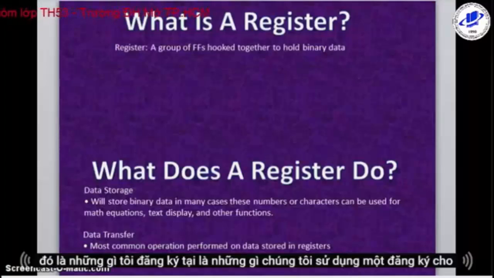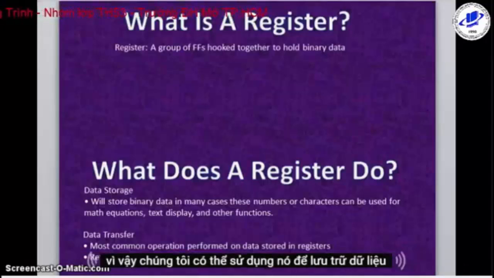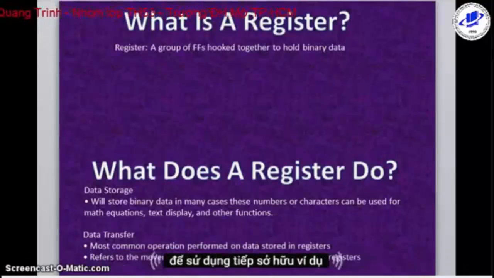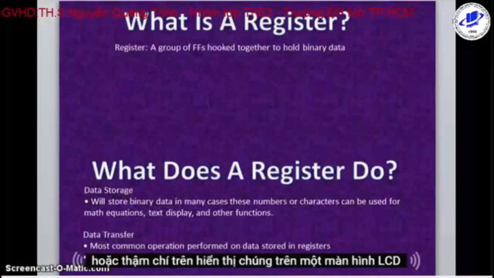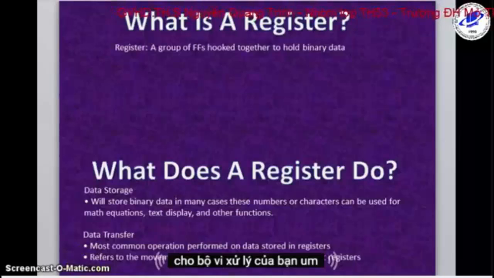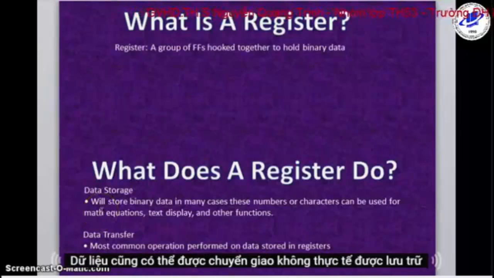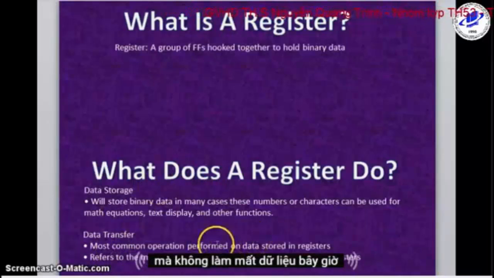Now, what do we use a register for? A register, like we said, can be used for data storage, so we can use it to store data for further use. For instance, you can hold numbers in order to add them later, subtract them later, multiply them, or even display them on an LCD, for instance, if you have that kind of programming in your circuit or your processor. Data can also be transferred. Due to the fact that it is stored, it can be transferred from one register to another without losing the data.